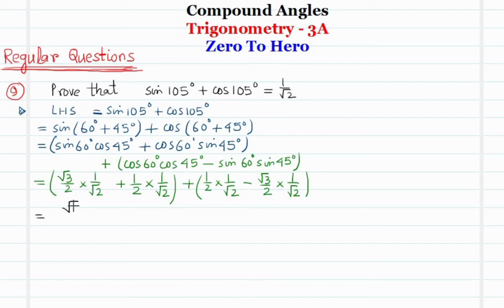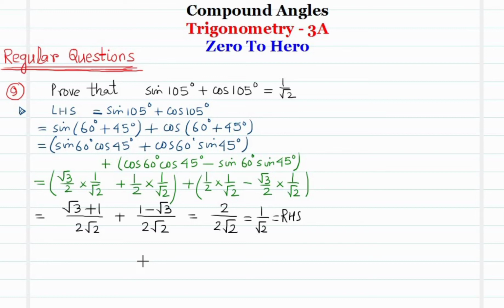Equal to root 3 plus 1 by 2 root 2 plus 1 minus root 3 by 2 root 2. If we add them, 2 by 2 root 2, which is equal to 1 by root 2, and that is equal to right hand side. It's a direct application of the formula sin A plus B and cos of A plus B. So left hand side equal to right hand side, and we are done. But we can solve it in a different way also. Let's see what is the alternative approach by which we can solve it.